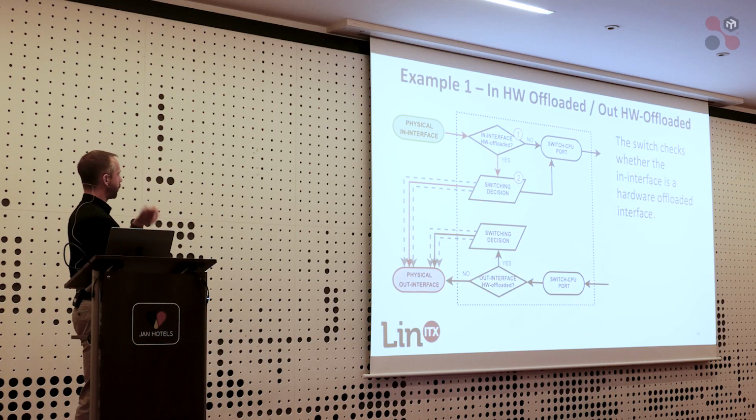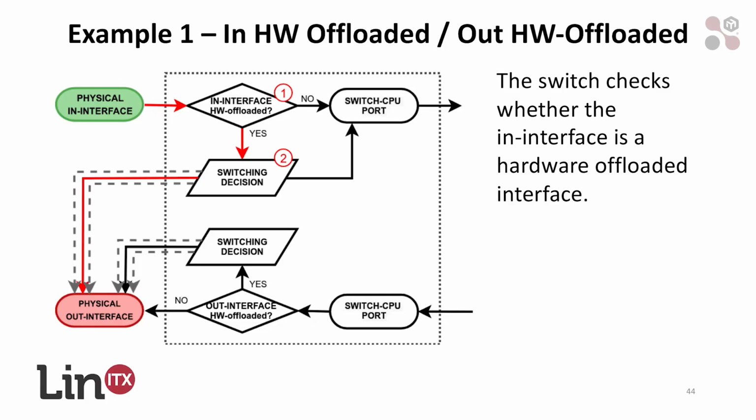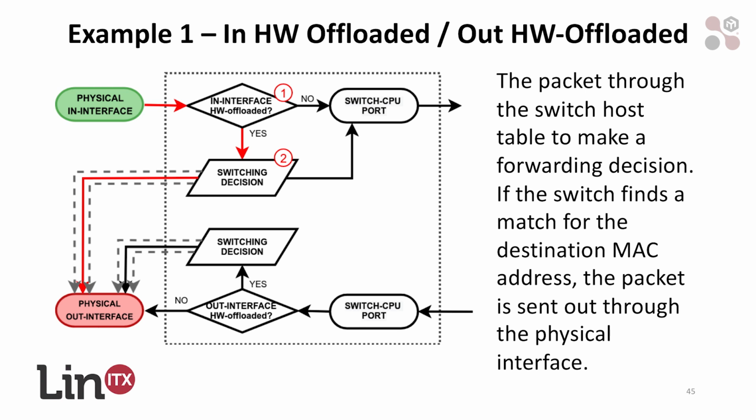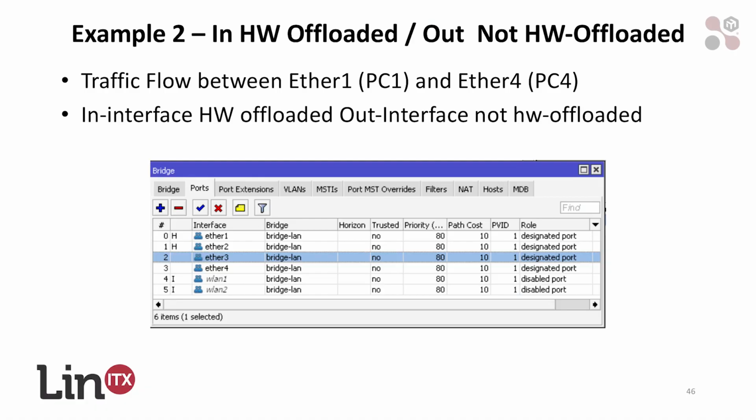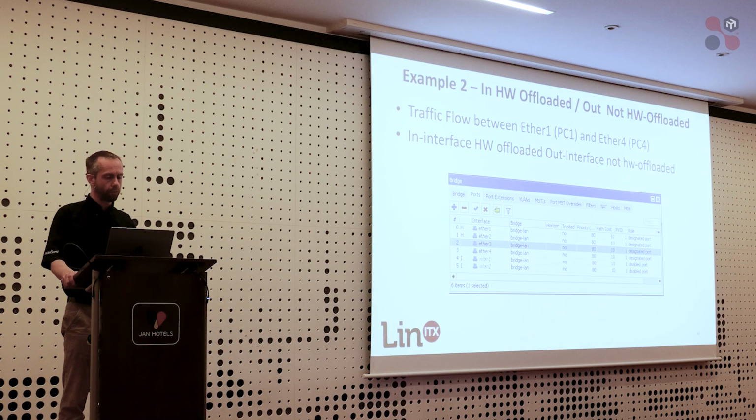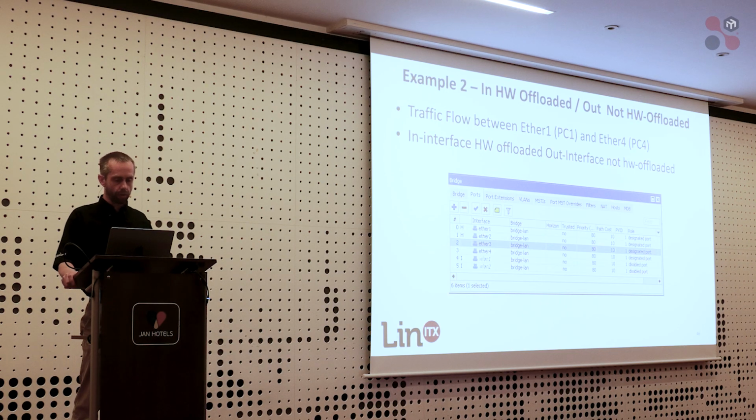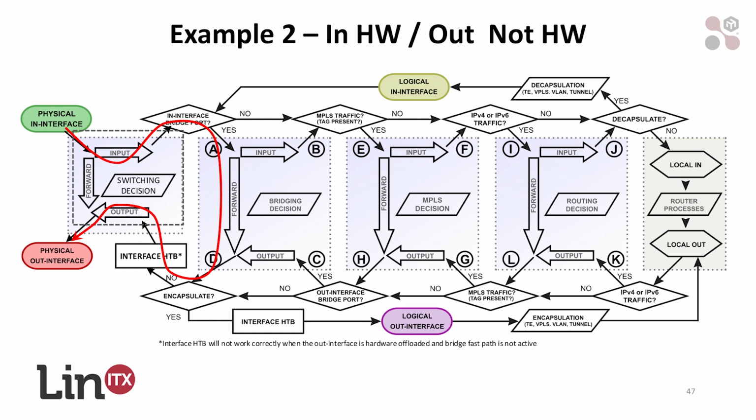Checks whether it's an interface, makes the switching decision because it knows it's in the host table, and goes out. We take traffic from PC1 to PC4. PC4 is connected to Ether4, so I didn't get confused in this modeling, and PC4 is not hardware offloaded, so the traffic goes more like this.